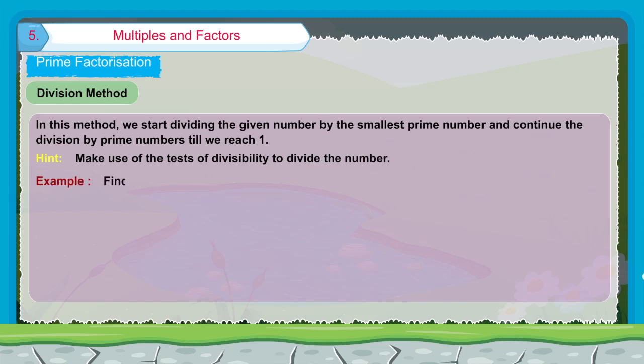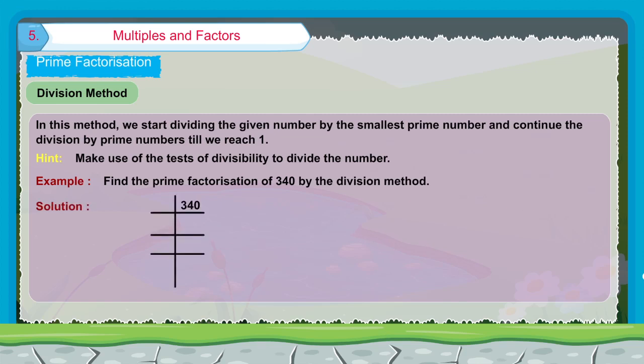Example: find the prime factorization of 340 by the division method. Solution: 340 divided by 2, 170. 170 divided by 2, 85. 85 divided by 5, 17. 17 divided by 17, 1. Therefore, the prime factorization of 340 is 2 into 2 into 5 into 17.